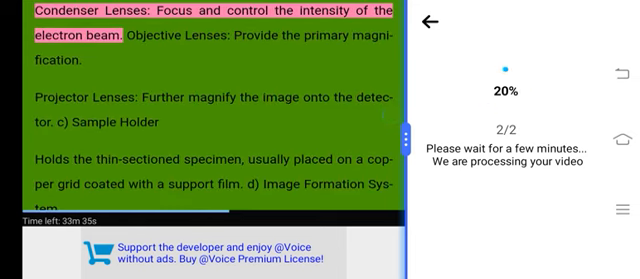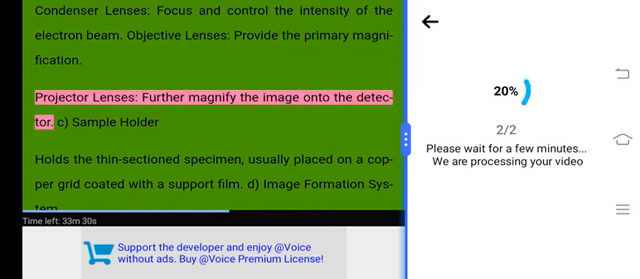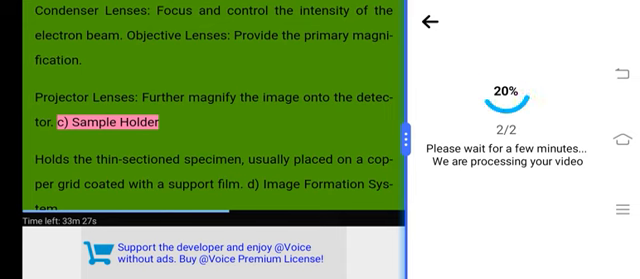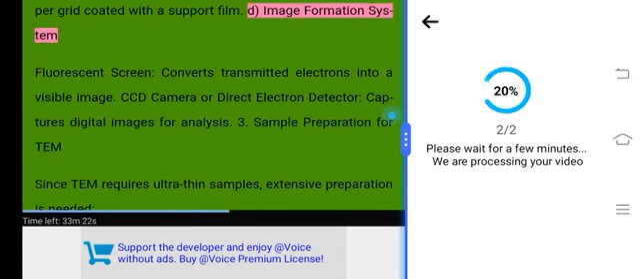Condenser lenses focus and control the intensity of the electron beam. Objective lenses provide the primary magnification. Projector lenses further magnify the image onto the detector. C. Sample holder. Holds the thin section specimen, usually placed on a copper grid coated with a support film.